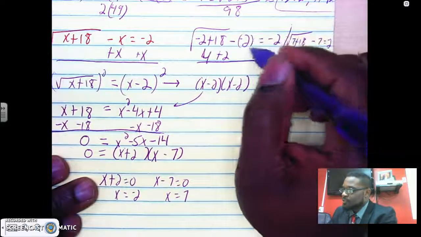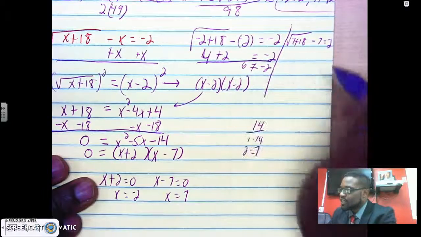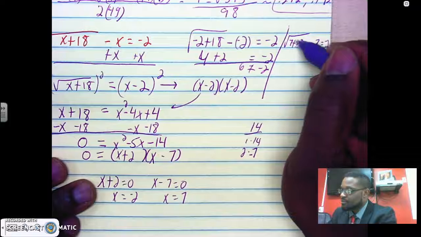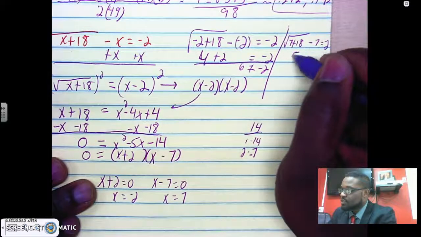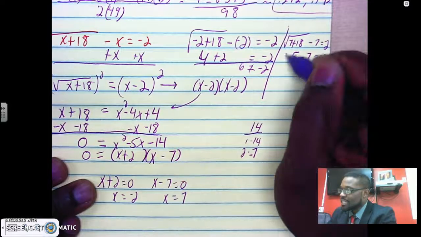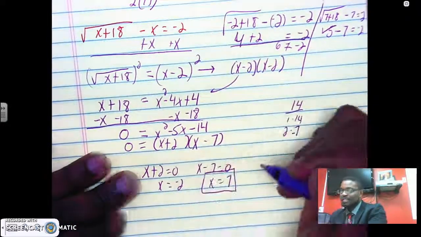But this becomes 4 plus 2, which is 6, and 6 does not equal negative 2. However, over here, when I put my other solution, 7 in, 7 plus 18 is 25. The square root of 25 is 5. 5 minus 7 does equal negative 2. So my only solution here is actually 7.